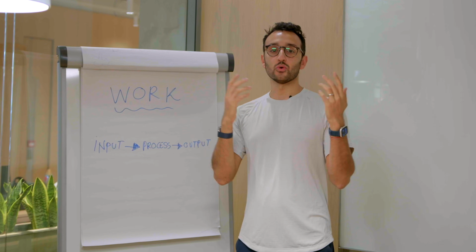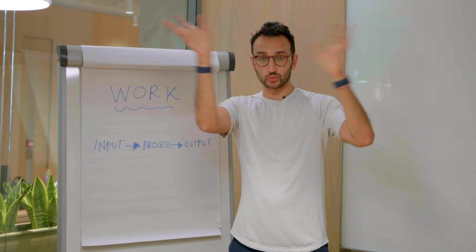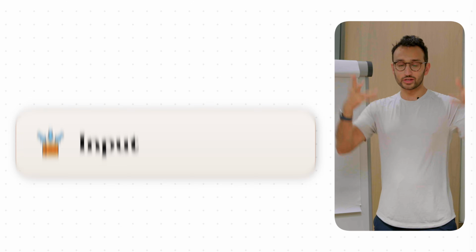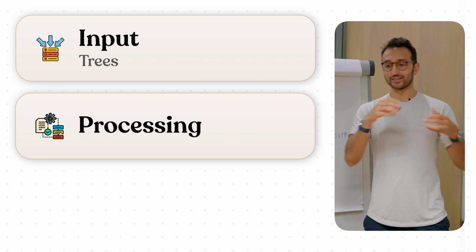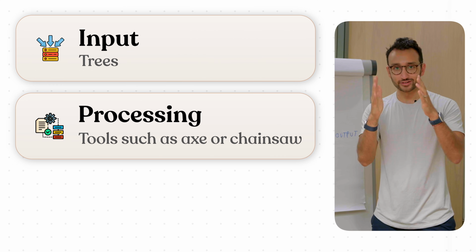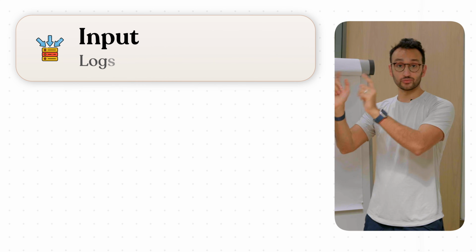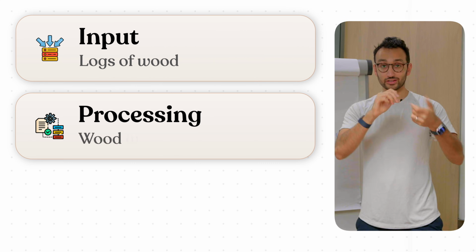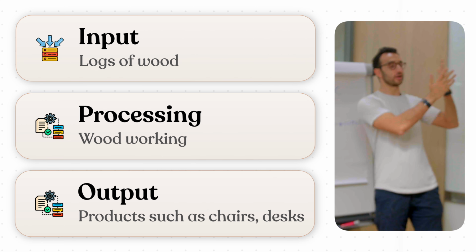And so back in the day, the work of the farmer was to take the raw input of seeds and do the processing to it, along with nature, and then harvest the output. Then you go forward a few thousand years, and now maybe your input is trees. Your processing is a chainsaw or an axe, and then your output is sticks of wood. And then maybe someone else might take those sticks of wood as an input. Maybe their processing is woodworking, and the output might be a table or a desk or a chair or whatever the thing might be.